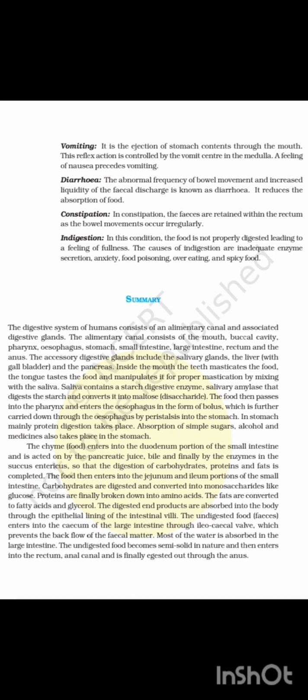The undigested food, feces, enters into the cecum of the large intestine through the ileocecal valve, which prevents the backflow of the fecal matter. Most of the water is absorbed in the large intestine. The undigested food becomes semi-solid in nature and then enters into the rectum and anal canal, and is finally egested out through the anus.